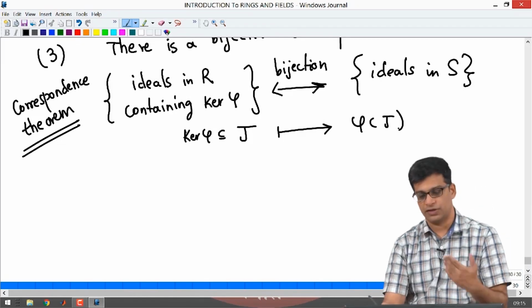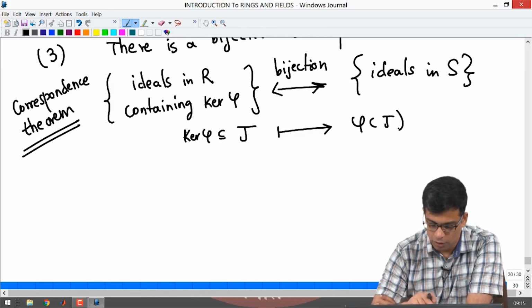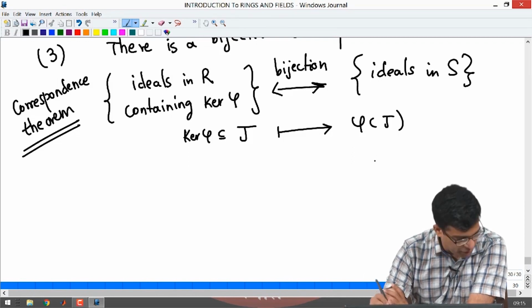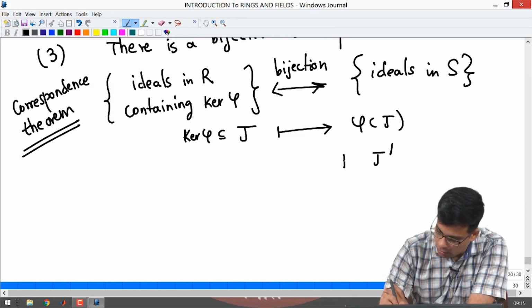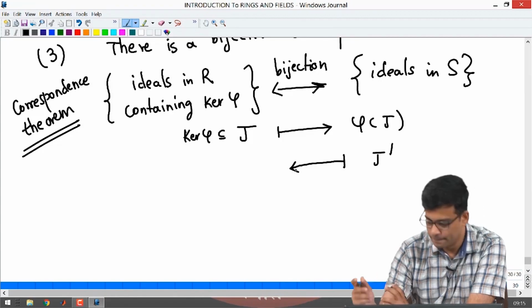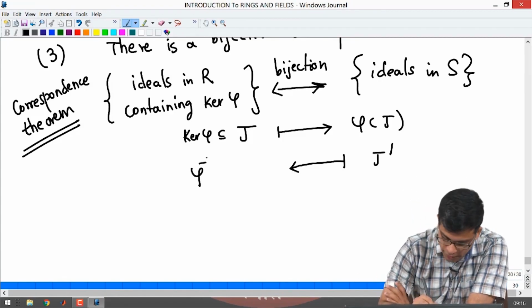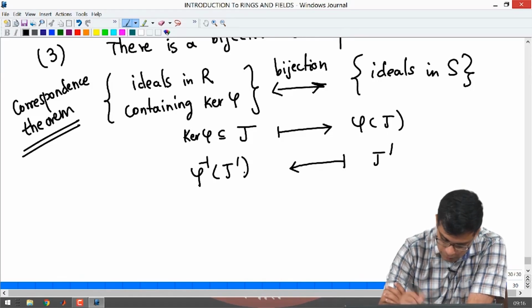We have seen in an earlier video that the image of an ideal under a ring homomorphism is an ideal. On the other hand, we take an ideal J prime of S, and you simply take phi inverse of J prime.